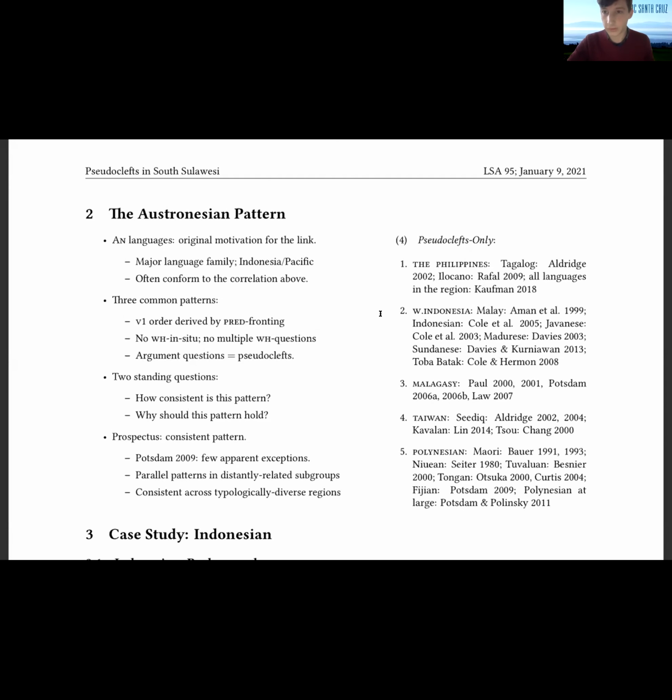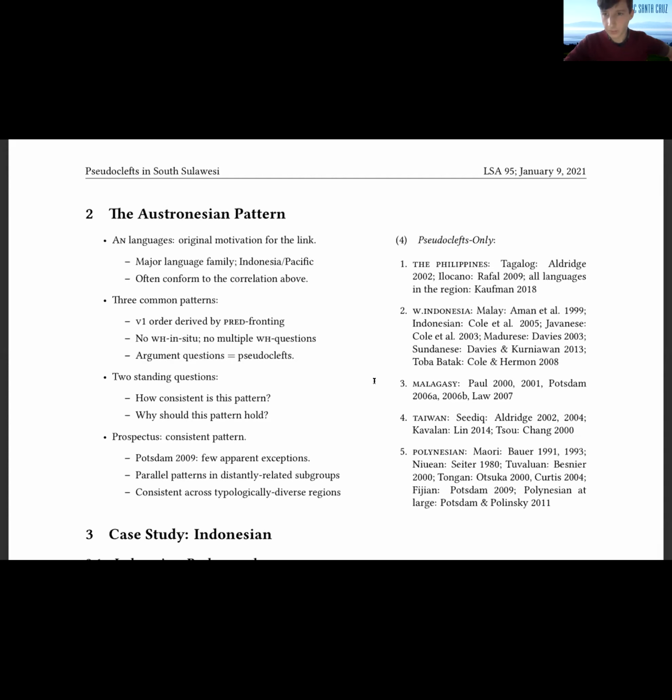Well, the languages of the Austronesian family have provided some empirical motivation for this link. The Austronesian family is enormous and diverse, and several genetically and spatially very distantly related subgroups show a set of common patterns. A verb initial word order, which has been argued repeatedly to arise through predicate fronting, a ban on WH in C2, and therefore a requirement that argument WH words appear at the left edge of the clause, and apparently a ban on direct displacement, which makes all argument questions in these languages take the form of WH pseudoclefts.